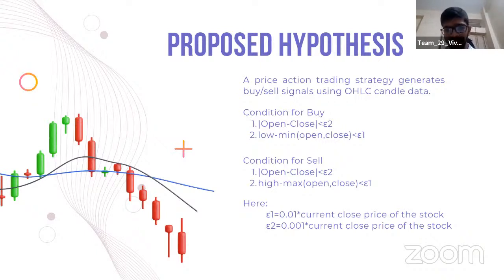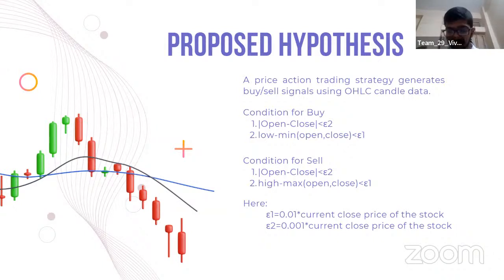The basic mechanism behind the strategy is that whenever the open price and close price lie within a certain range, which we denote as epsilon 2, then depending on the second condition, we can give a buy or a sell signal. We give a buy signal if the difference between the low price of the candle and the minimum of the open and close price is less than epsilon 1. Now, what are epsilon 2 and epsilon 1 here?